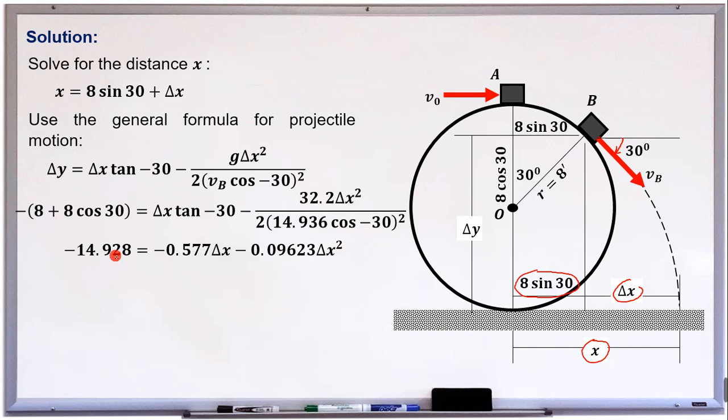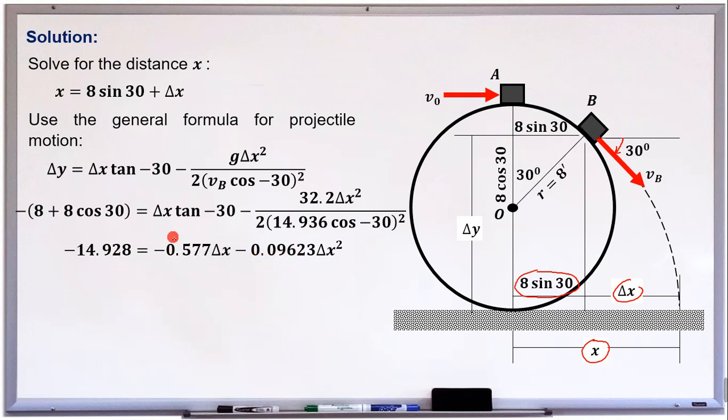Next, we are going to simplify some terms. So on the left side, we have negative 14.928. Then for the tangent of negative 30, since tangent is an odd identity, we have a negative 0.577 delta x. And then if we're going to simplify this term, it will become negative 0.09623 delta x squared.